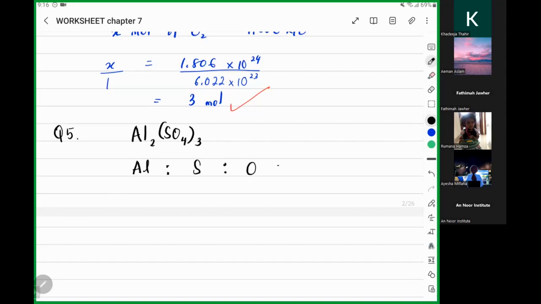Yeah, who knows? 2:3:12. Aluminium 2, sulfur 3, because I taught you 3 is common for this and for this. So 3 into 4, there's going to be 12 oxygen. So 2:3:12. This is your answer. You can't simplify it further.